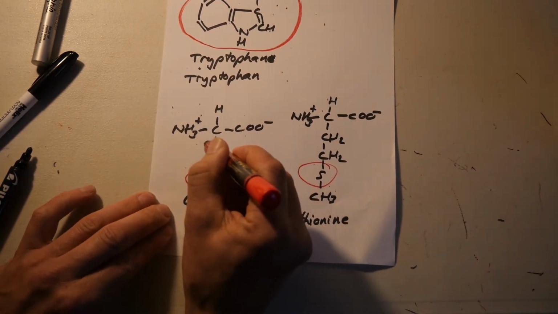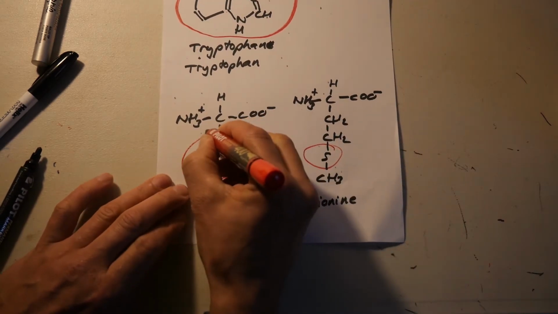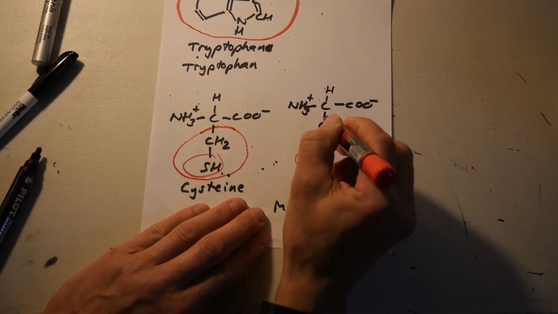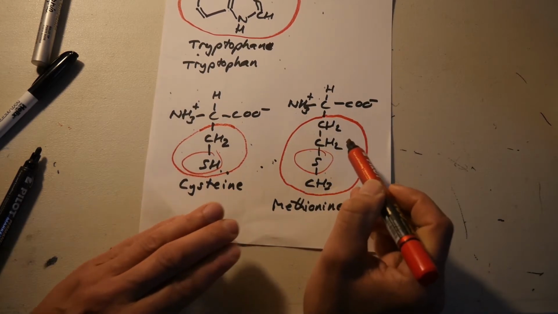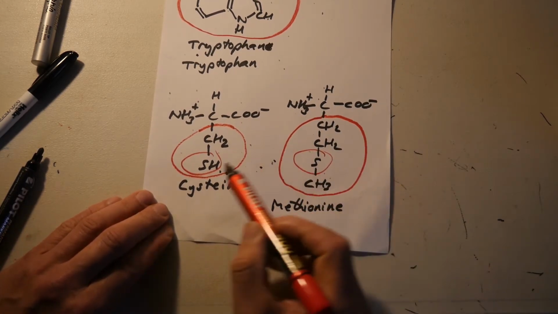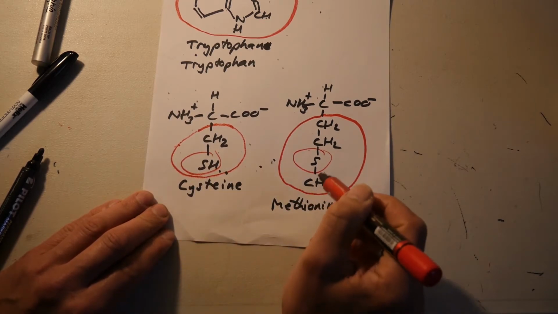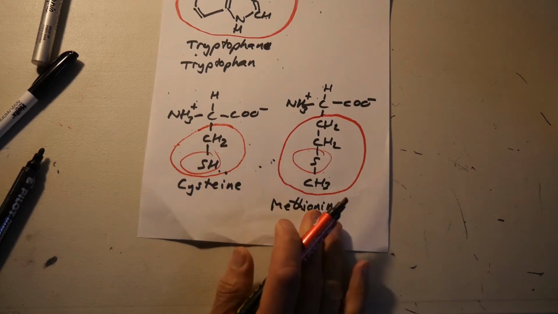So this whole thing is actually the cysteine, okay? That's the cysteine. And with methionine, it's the whole of this section, okay? So that's methionine. And the cysteine is SH at the very end. Methionine is the sulfur just before the methyl group, okay?